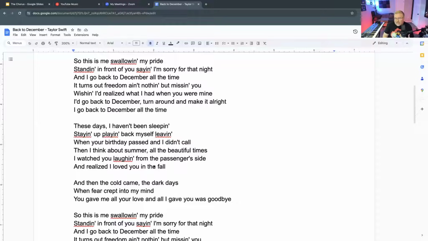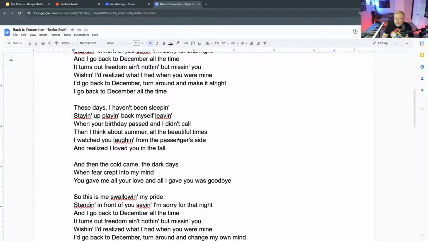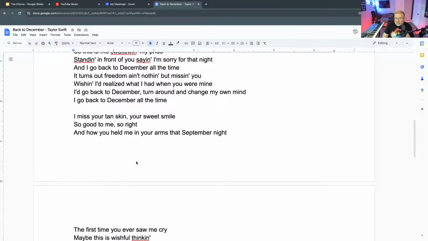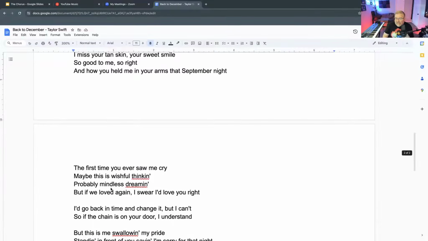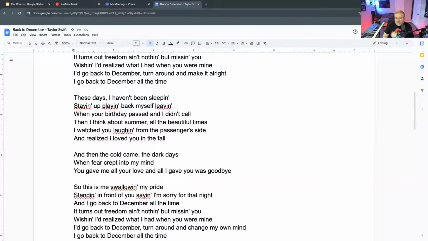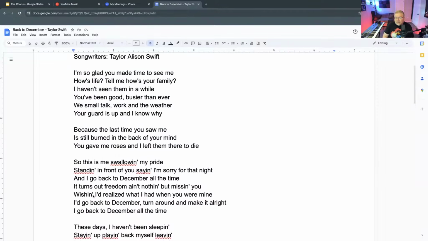So now all of a sudden, instead of talking more about the other person, she's internal and she's talking about these are the things that I have been going through. There's a pre-chorus and another chorus. And then when it gets to the bridge, the end of the bridge says, "But if we loved again, I swear I'd love you right." So it went from you, me, us, or we. So it's recoloring the chorus by changing the perspective.